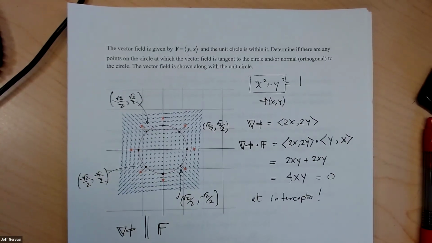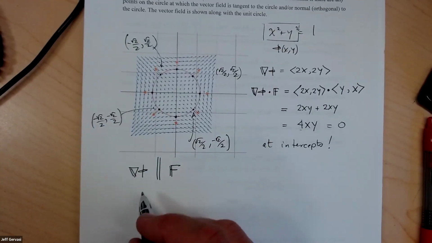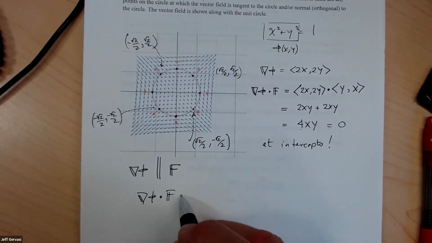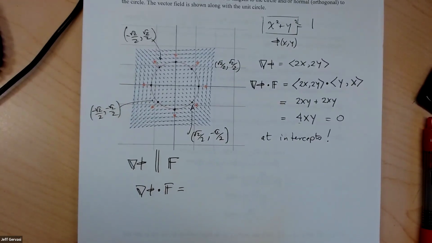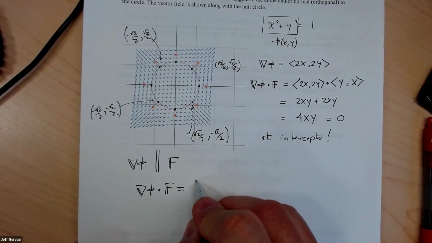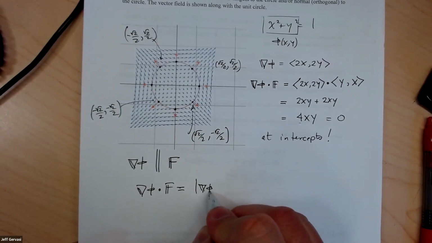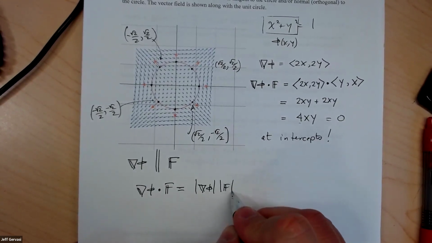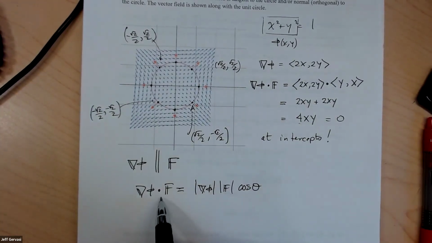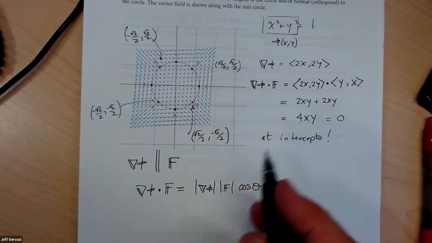Now, here's something that we can do. We know that the dot product of these two vectors, this is the original definition we came up with in previous class, is equal to this. Now, the dot product of these two vectors, we found that already. We said that was 4xy.